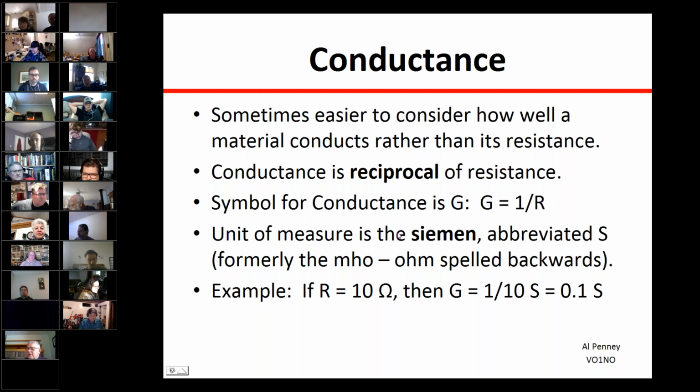Now, the unit of measure for conductance is the Siemens. It's abbreviated S. If you see in the old textbooks, it was called the mho, M-H-O, which is ohm spelled backwards. But more recently, the name has been changed. So conductance G is equal to 1 over resistance, and the unit of measure is the Siemens. So if the resistance is 10 ohms, then the conductance is 1 over 10 ohms, which is going to equal 0.1 Siemens.